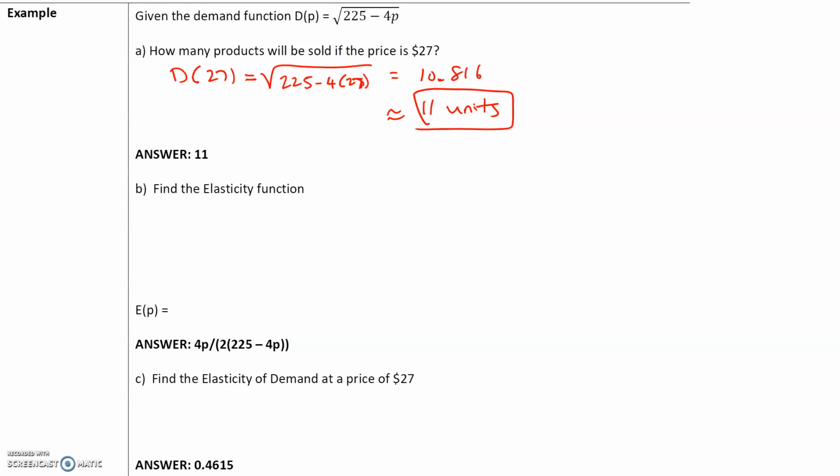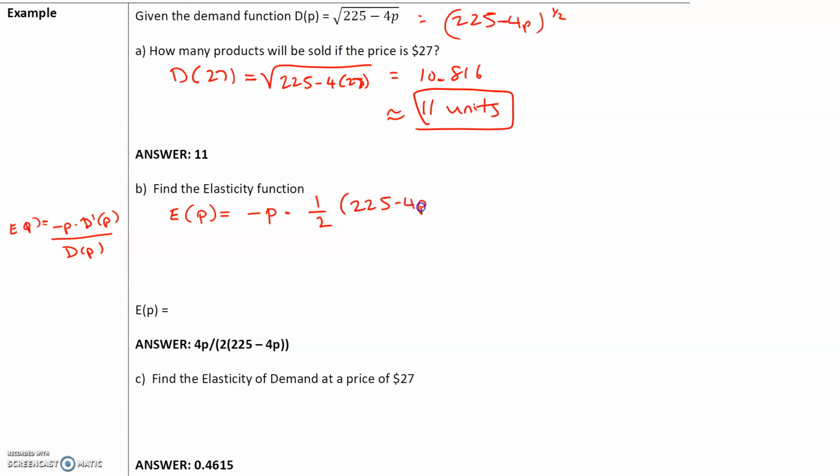Now let's find the elasticity function. Once again, I'll write the formula. It's negative p times d prime of p divided by d of p. So we have negative p times d prime of p. I'm going to rewrite this as 225 minus 4p raised to the 1/2 power. So the 1/2 comes to the front times 225 minus 4p. Then you subtract 1 from the exponent, and that's going to be to the negative 1/2 power.